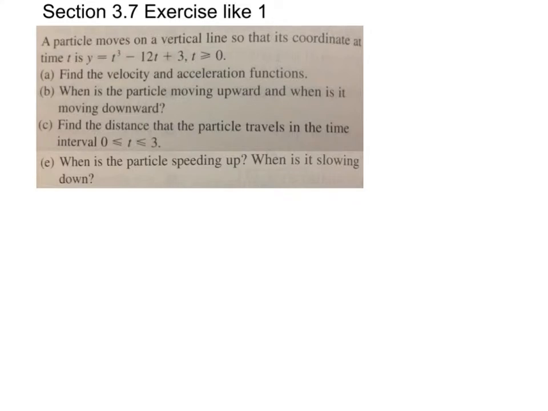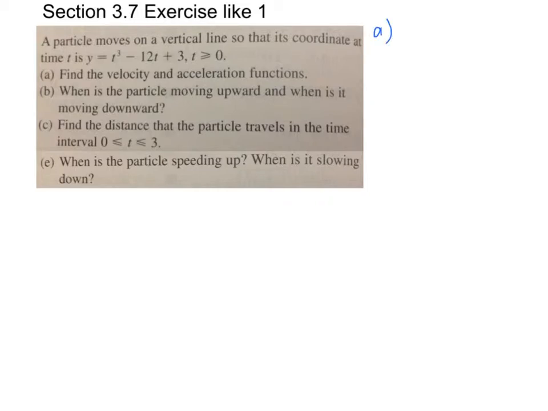In this video we will discuss textbook section 3.7 and exercise number 1. Our problem reads: a particle moves on a vertical line so that its coordinate at time t is y equals t cubed minus 12t plus 3 for t greater than or equal to 0. Part A, find the velocity and acceleration functions.